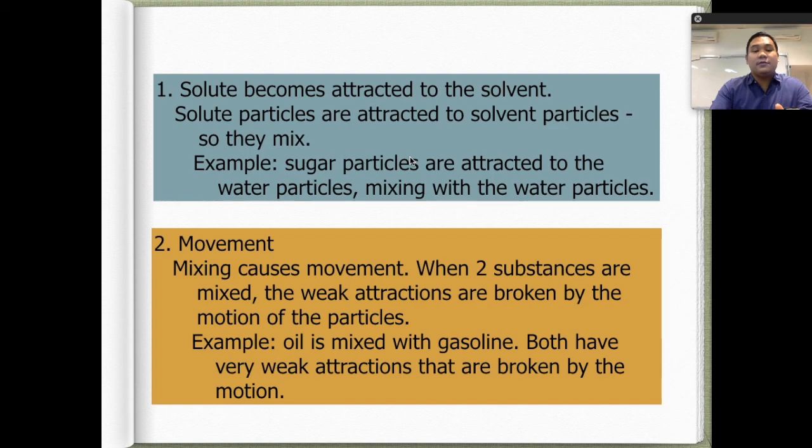Next principle is movement. Mixing causes movement. So when these two substances are mixed, the weak attractions are broken by the motion of the particles. One example for that is oil when it is mixed with gasoline, and both have very weak attractions, and therefore they are broken by motion.